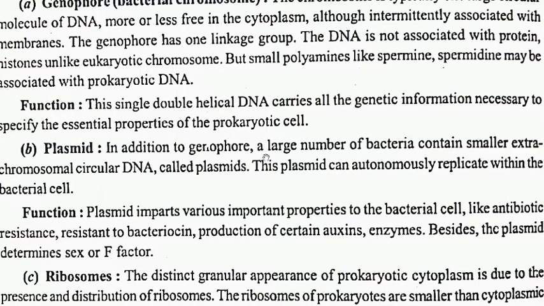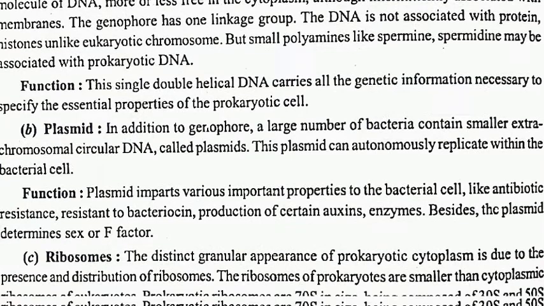What is a plasmid? In addition to a genophore, there is a large number of bacteria which contain some extrachromosomal circular DNA, which is known as plasmids. They autonomously replicate within the bacterial cell. And plasmids impart various important properties to the bacterial cell, like antibiotic resistance, resistance to bacteriocin, and production of certain toxins and enzymes. Besides, the plasmid determines sex or F factor.